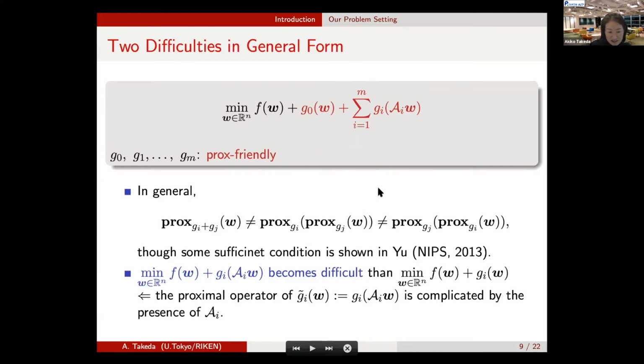Another reason is that this linear operator, AI, makes the problem difficult to deal with. Even if GI has a simple, easy proximal operator, GI tilde cannot have a simple operator in general. So this is the second difficulty in this problem.